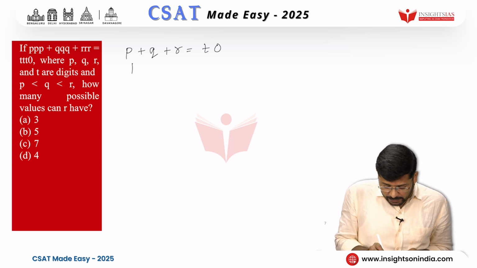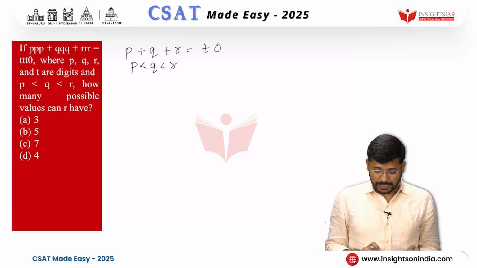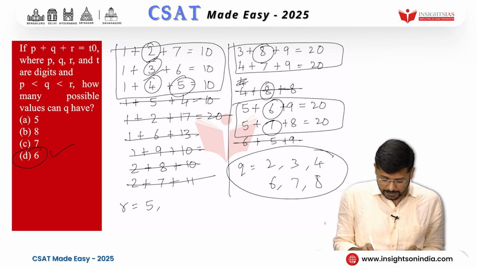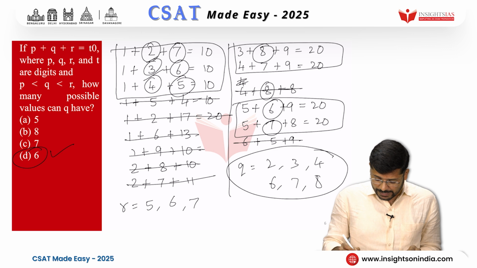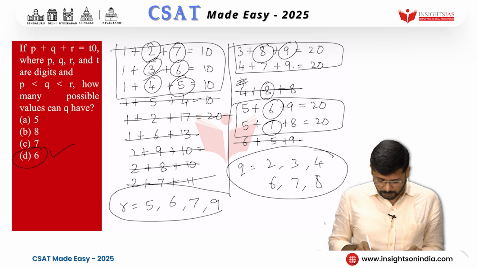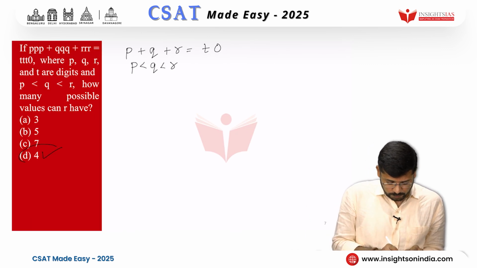Now, the further given condition is that P is less than Q is less than R. Now, how many possible values can R have? We shall just go to the previous problem and see how many possible values R can have. Looking at this, it can have 5 here, it can have 6 here, then the value of 7 here, then the value of 9, and again 9 and 9 and 8 repeat. So how many possible values can R have? The answer is 4, 5, 6, 7 and 9. So the answer is 4.